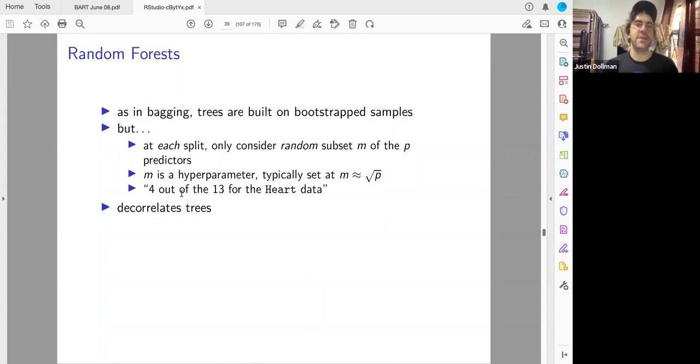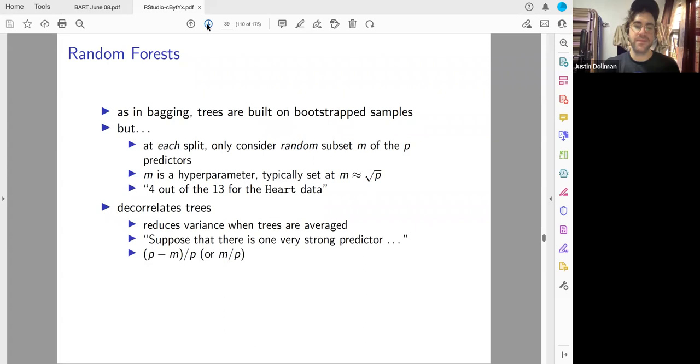What's the purpose of this? If you watch their lecture videos, Rob makes a big point of how unintuitive this is. So it seems like a terrible idea, right? Imagine that you have a great predictor. What good could it possibly do to leave it out as a candidate for a given split? The idea is that it's going to decorrelate trees. And this will reduce the variance of the trees when they're averaged. And you may remember that that's the entire purpose of bagging, to reduce the variance of the estimator.